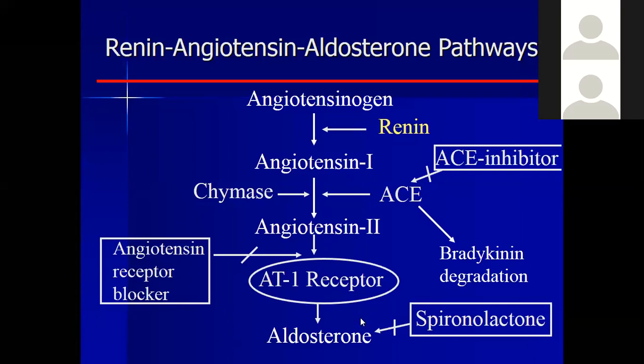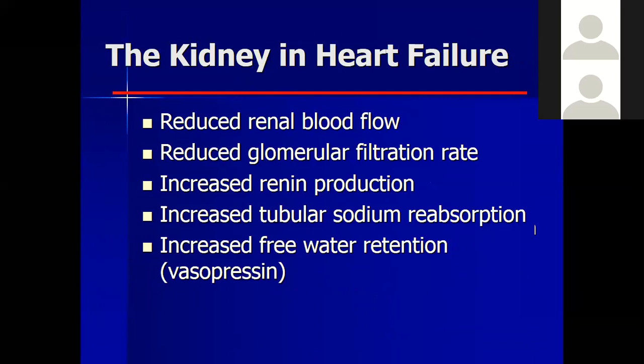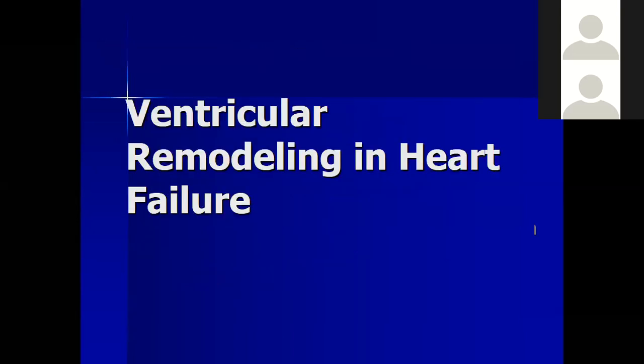What are the effects of angiotensin 2? It causes vasoconstriction, aldosterone production, myocyte hypertrophy, fibroblast proliferation, collagen deposition, apoptosis; it is prothrombotic, it is a pro-oxidant, and causes endothelial dysfunction. What are the effects in the kidney in heart failure? When you have a low cardiac output, you have low renal blood flow, low GFR, increased renin production, increased tubular absorption, and increased free water retention. So eventually, ventricular remodeling in heart failure occurs.